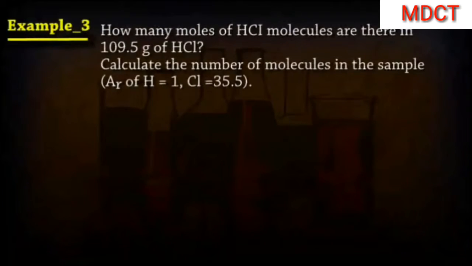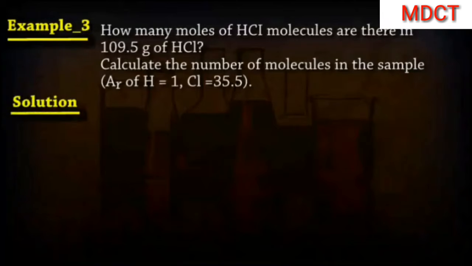Let us take some examples. How many moles of HCl molecules are there in 109.5 grams of HCl? Calculate the number of molecules in the sample. Atomic mass of hydrogen is equal to 1 and that of chlorine is equal to 35.5. Solution.